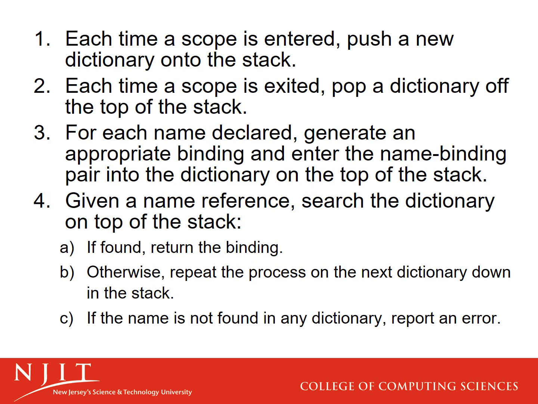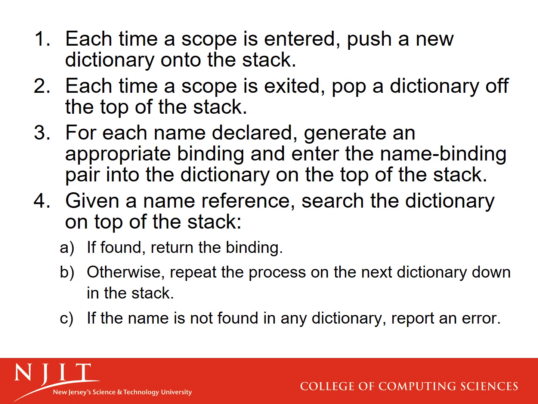So you basically keep a stack of symbol tables. Each time you enter a new scope, you push a new dictionary onto the stack. Each time you exit the scope, you pop the dictionary off the stack. Each time you declare a name, you generate the binding and you enter the name binding into the dictionary. Right? And it's at that point where you say, you're trying to declare a variable named I, but you already have a variable named I in this scope, so you're not allowed to do that.